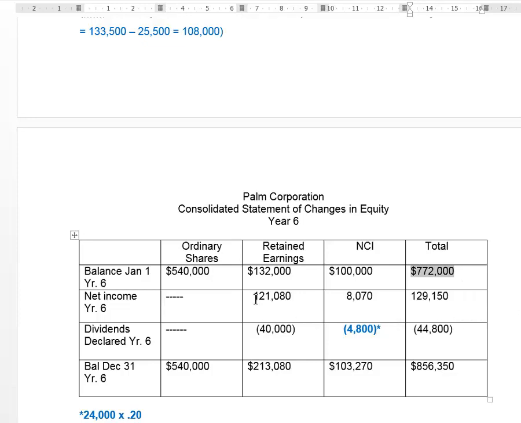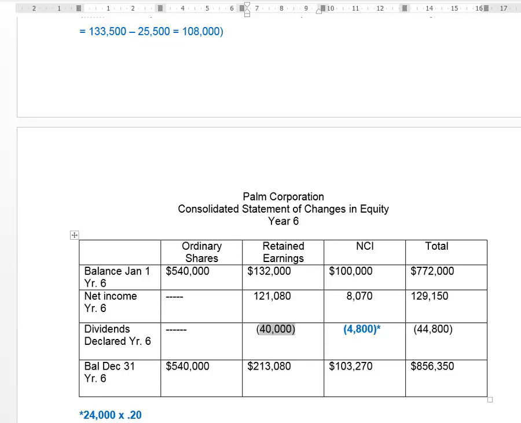What changed that during the year? The parent's share of the consolidated net income, which we calculated in step 3, and NCI got adjusted for the amount of its step 3 attribution of income. Don't forget now, the retained earnings consolidated also changed by the amount of dividends declared by the parent to its own shareholders. Don't forget, this consolidated statement of changes in equity is being prepared from the perspective of the parent shareholders. So they're only interested in seeing dividends that were declared to their shareholders.